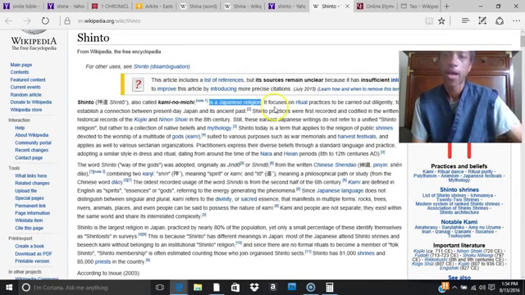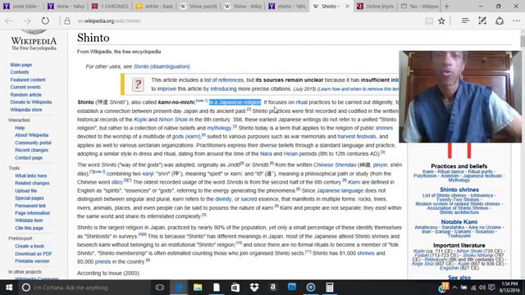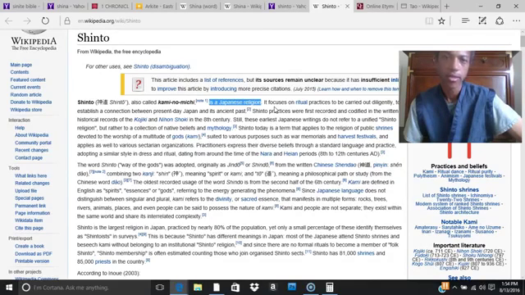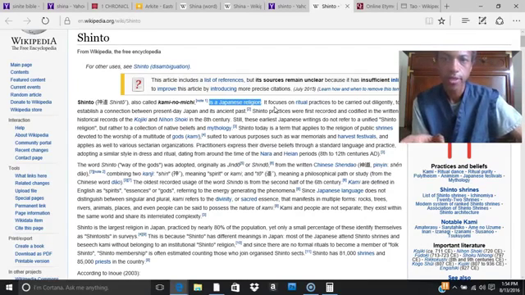It focused on ritual practices to be carried out diligently to establish a connection between present-day Japan and its ancient past. Shinto practices were first recorded and codified in the written historical records of Kojiki and Nihonshoki in the 8th century. Still, the earliest Japanese writings do not refer to a unified Shinto religion, but to a collection of native beliefs and mythology.